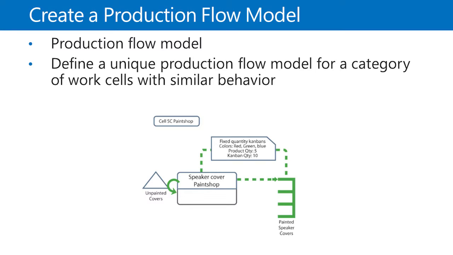The production flow model predefines the calendar and capacity usage for a group of work cells and for the detailed settings in the production flow processes. It also predefines the structure and behavior of the Kanban schedule for the cells. A unique production flow model should be defined for a category of work cells that have similar behavior. The most important property of the production flow model is the model type, which selects the method to measure capacity for the work cell. The production flow model defines the capacity settings for the work cell.